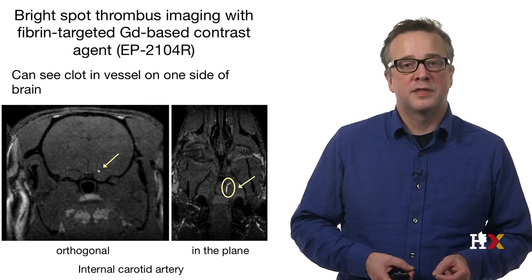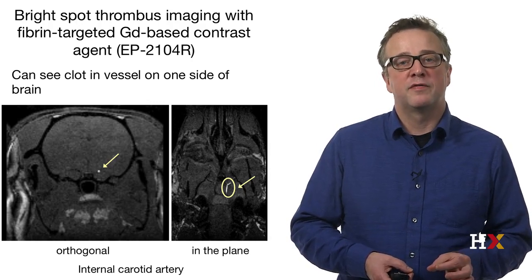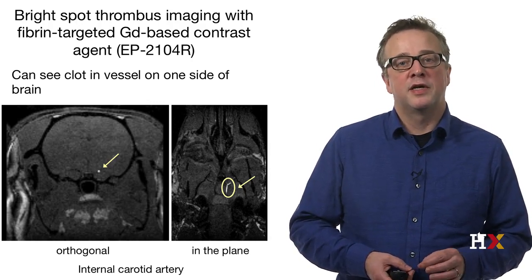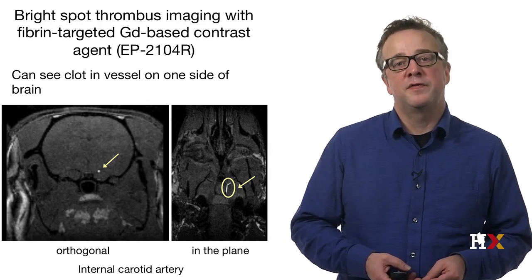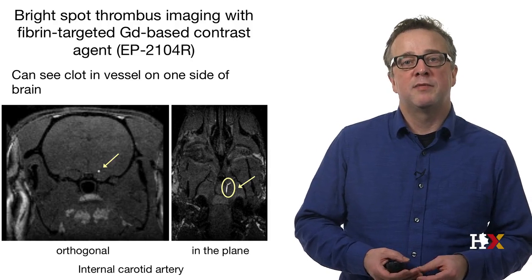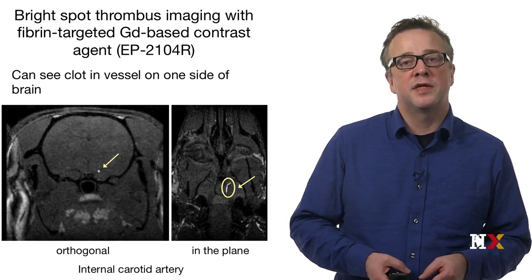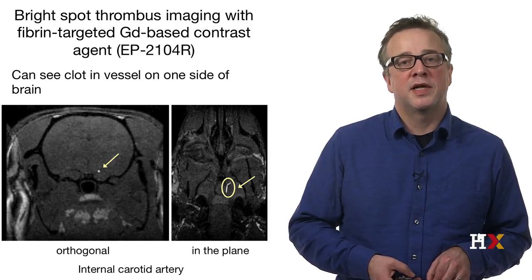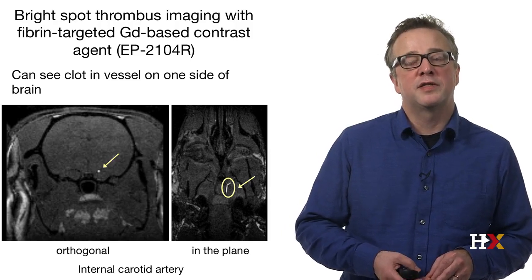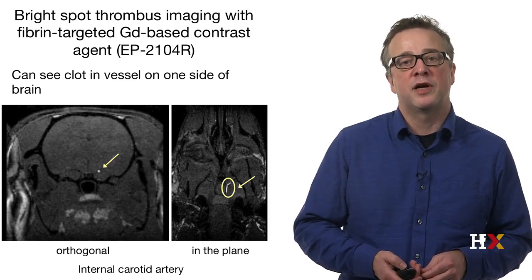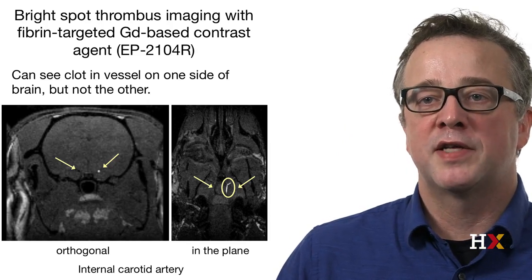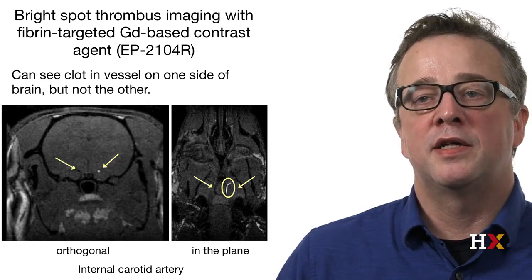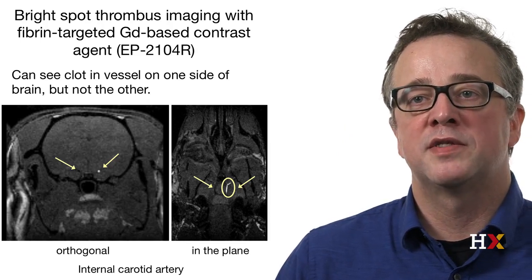Now, when we gave our molecular probe that targets fibrin, here are the images that we saw. The arrow points to a very bright focal area in a blood vessel, and that's the presence of the thrombus. You can see it here on the left on this orthogonal image, and the image on the right is in plane, and you can see that the thrombus extends through the internal carotid artery and starts to branch into the middle cerebral artery. And we don't see any enhancement in the vessel on the other side, indicating that this is specific for the thrombus.